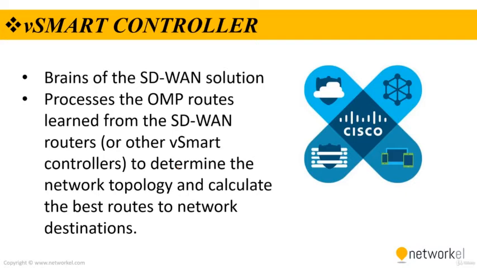This protocol is a proprietary routing protocol similar to BGP that can advertise routes, next hops, keys, and the policy information needed to establish and maintain the SD-WAN fabric. The vSmart controller processes the OMP routes learned from the SD-WAN routers to determine the network topology and calculate the best routes to network destinations. Then it advertises the reachability information learned from these routes to all the SD-WAN routers in the SD-WAN fabric.